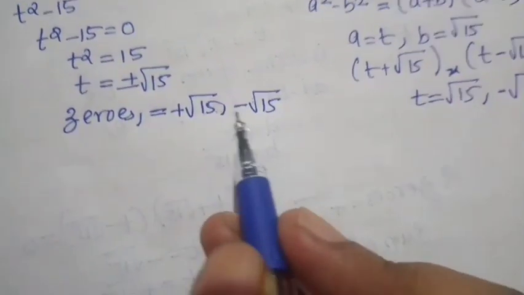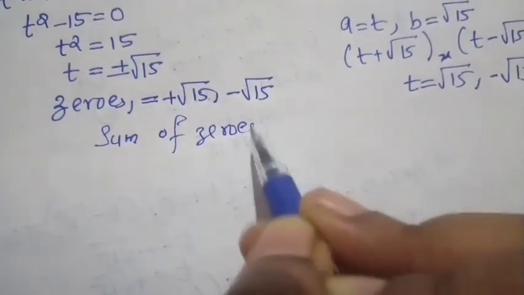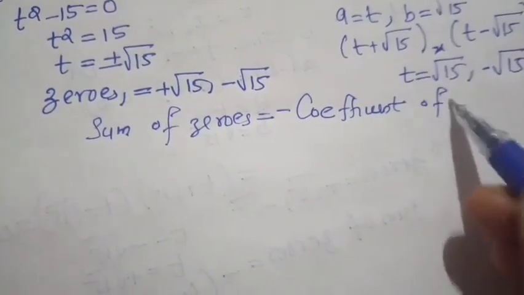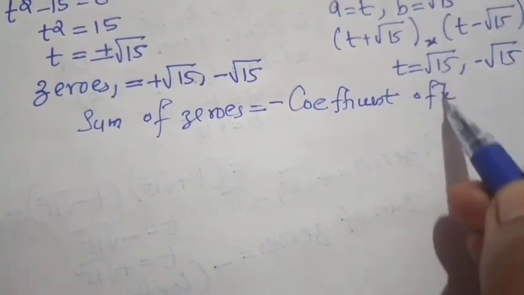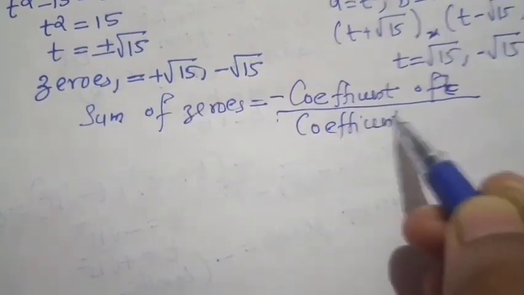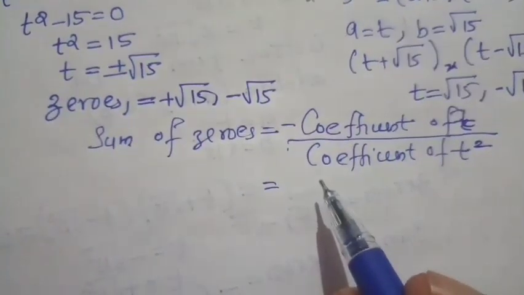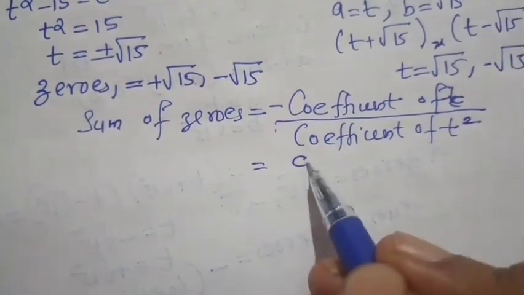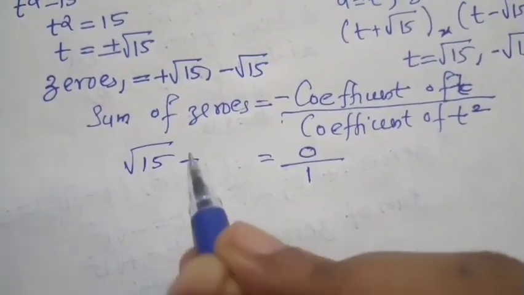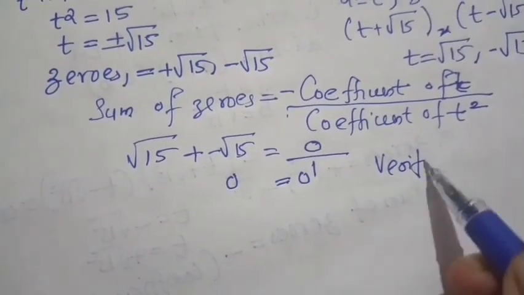Now we have to verify the relation. What is the relation? First is sum of zeros equal to minus of coefficient of x. Here it is not x, I'm sorry, it's t, the variable is t, divided by the coefficient of t square. What is the coefficient of t? Is there any coefficient for t? No, there is no coefficient for t. So that's 0 by t square, which is 1. And sum of zeros, that is root 15 plus minus root 15, again we get 0. LHS equal to RHS. So this relation is verified.